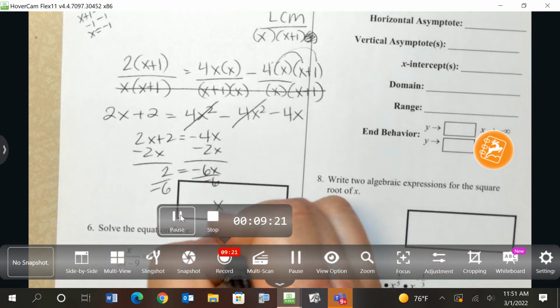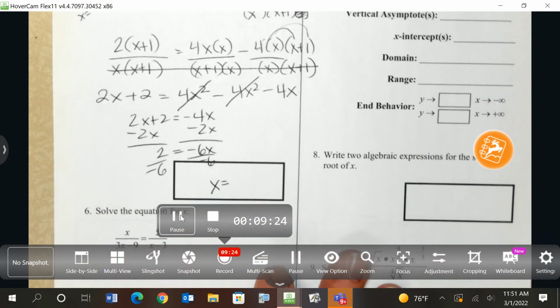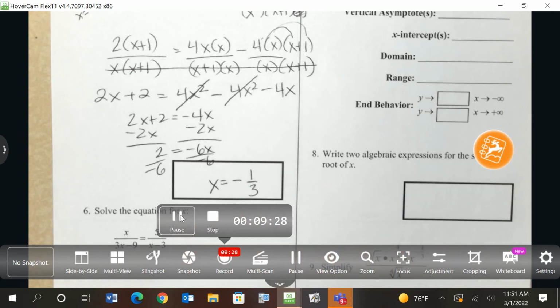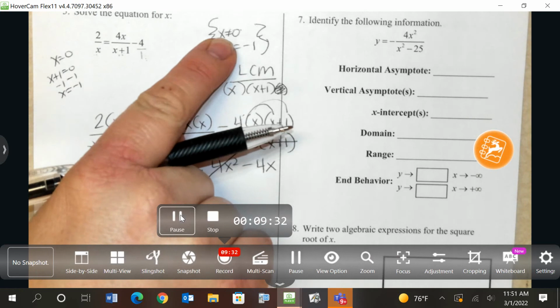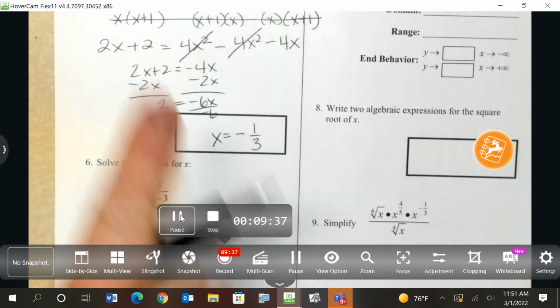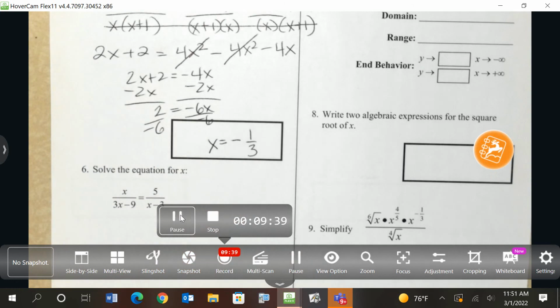And so be careful, x does not equal negative 3 here. It does not equal negative 3. It equals negative 1/3, or negative 2/6. Now how do I know that works? Well, it's not one of the numbers that we declared. It couldn't be. And so the final answer is negative 1/3.